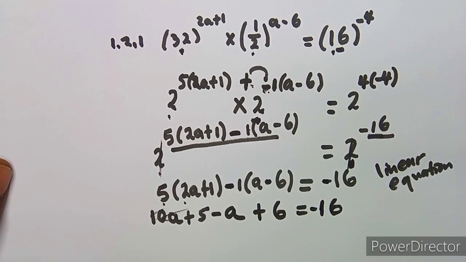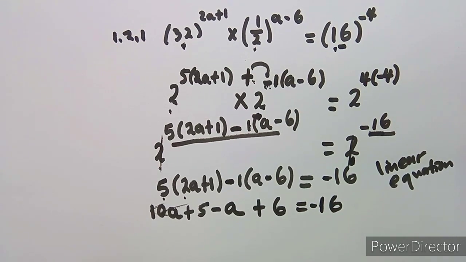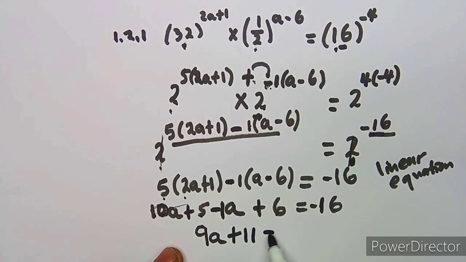Take note, there is already a negative there. Then we can simplify further. Collect like terms. This is like 10a minus 1a here. So it's 10 minus 1, which is 9a. Okay, it's plus 5 plus 6. So it's 5 plus 6, which is 11, which is going to give us negative 16.